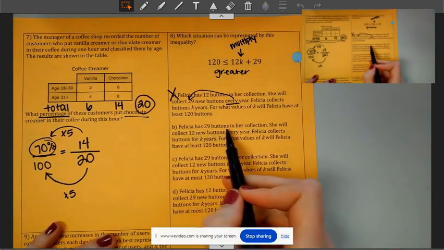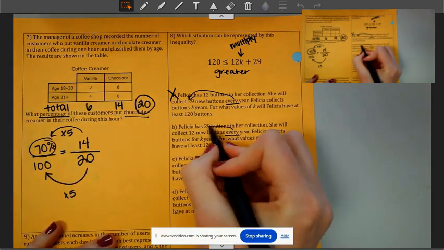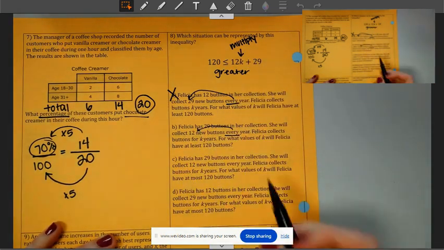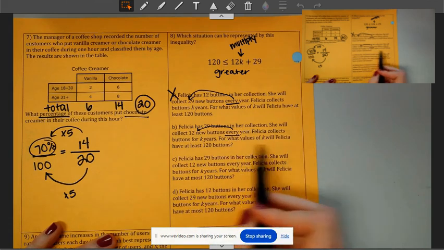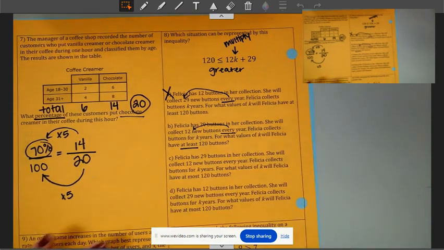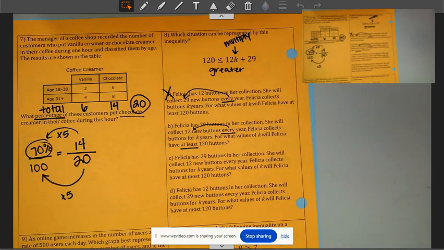Felicia has 29 buttons in her collection. She will collect 12 new buttons every year. Okay, every here is with the 12. That's what I want. And it says Felicia collects buttons for k years. For what values of k will Felicia have at least 120 buttons? Well, at least goes with greater than or equal to, which is what our situation is here. So B looks like a great choice.